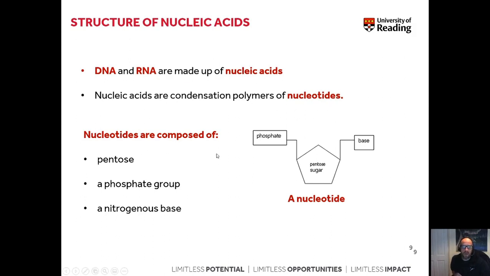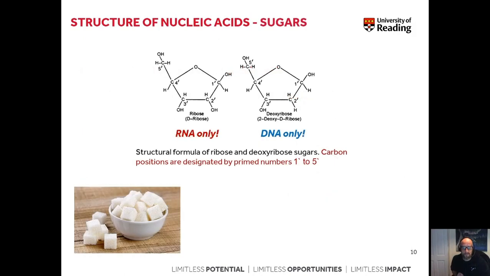And those nucleotides are composed of a pentose sugar, meaning that this sugar has 5 carbon atoms, a phosphate group attached here, and a nitrogenous base attached on this side. And this is the basic core unit of all nucleic acids.